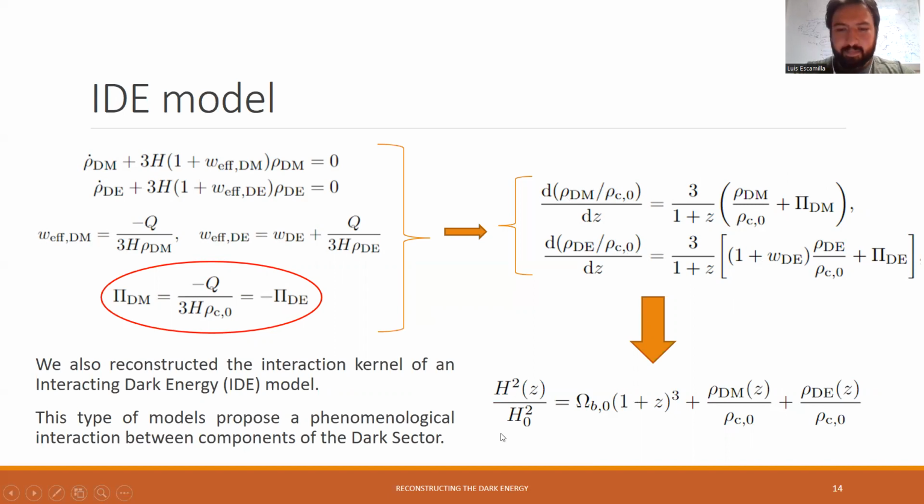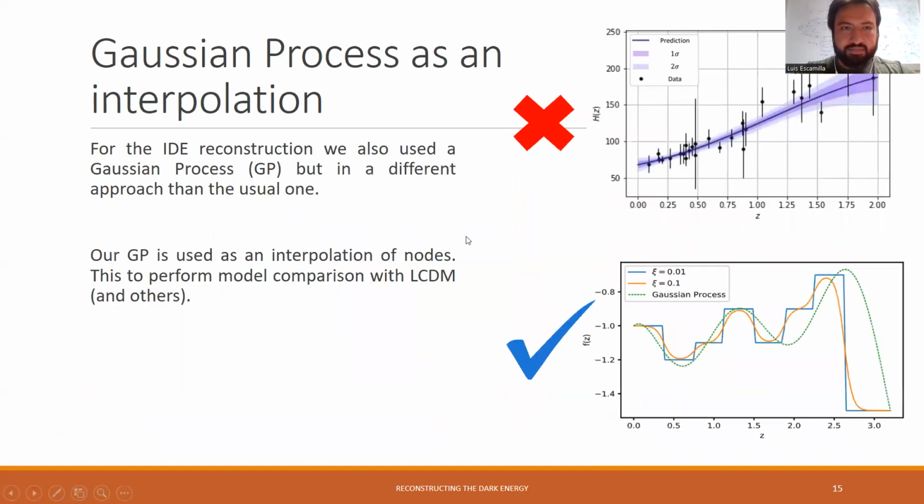Then we will have the Friedmann equation in this manner right here. When using the IDE reconstruction, the IDE model, the interaction kernel, we will reconstruct it using a Gaussian process, but it will be different than the usual way it's used, where we apply it directly to the data. We will use it as an interpolation between nodes.